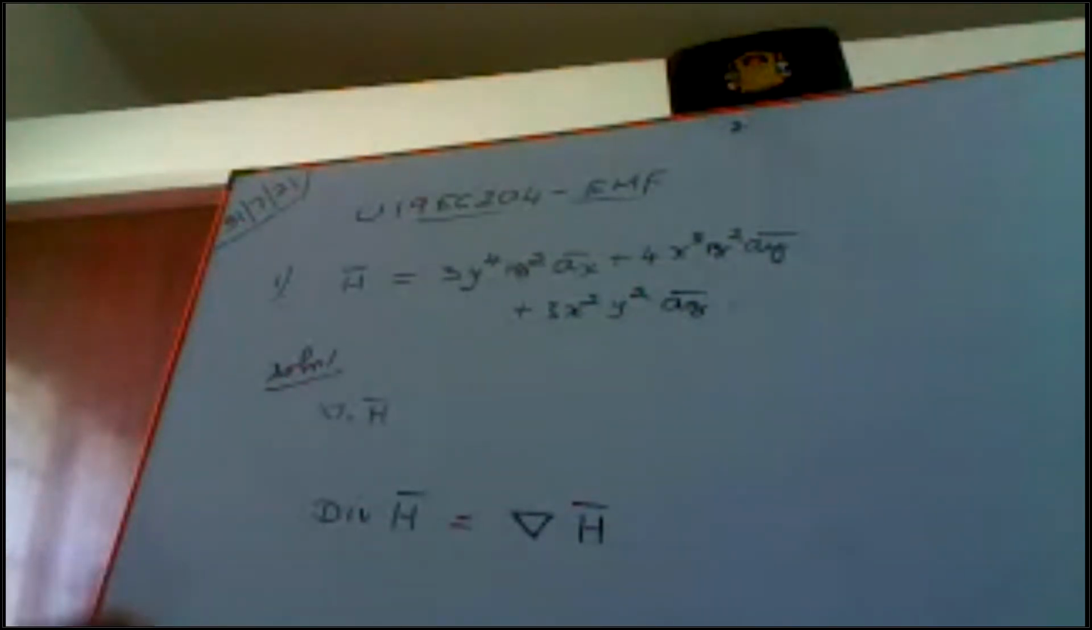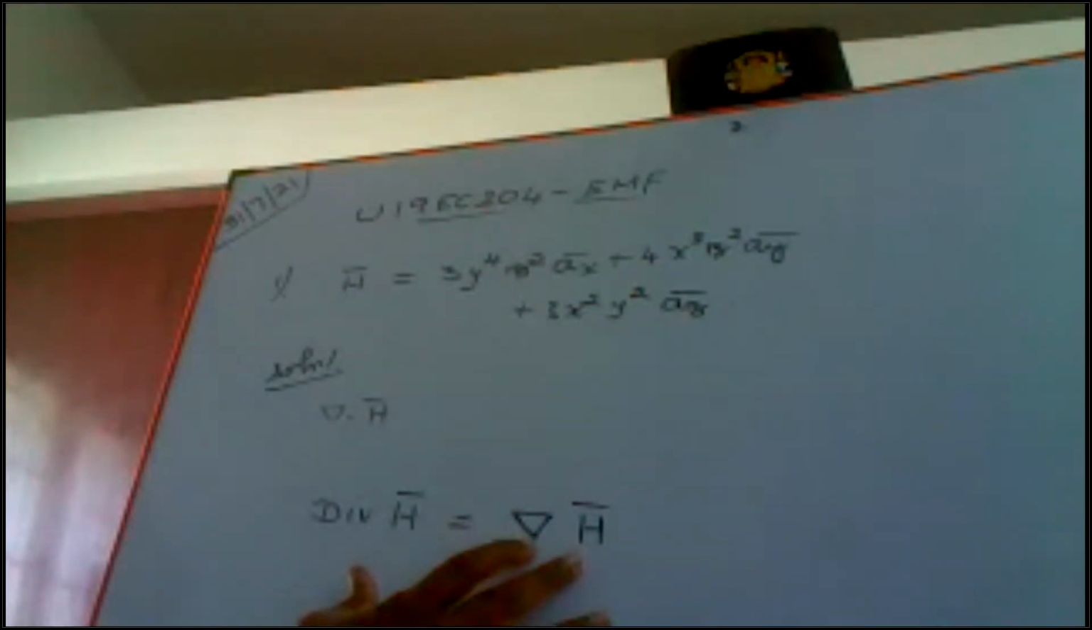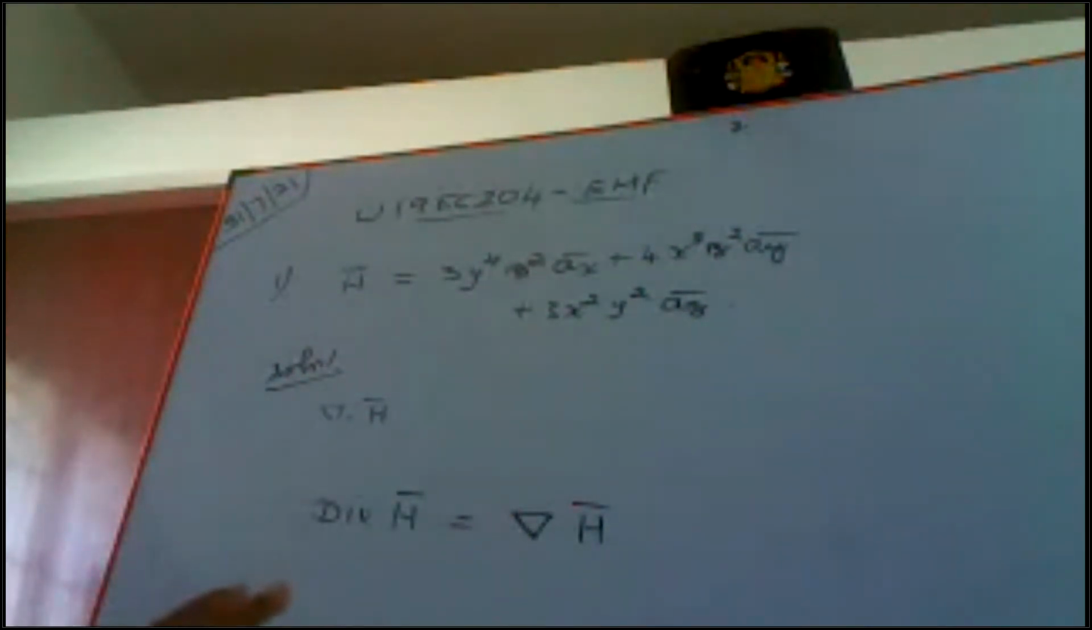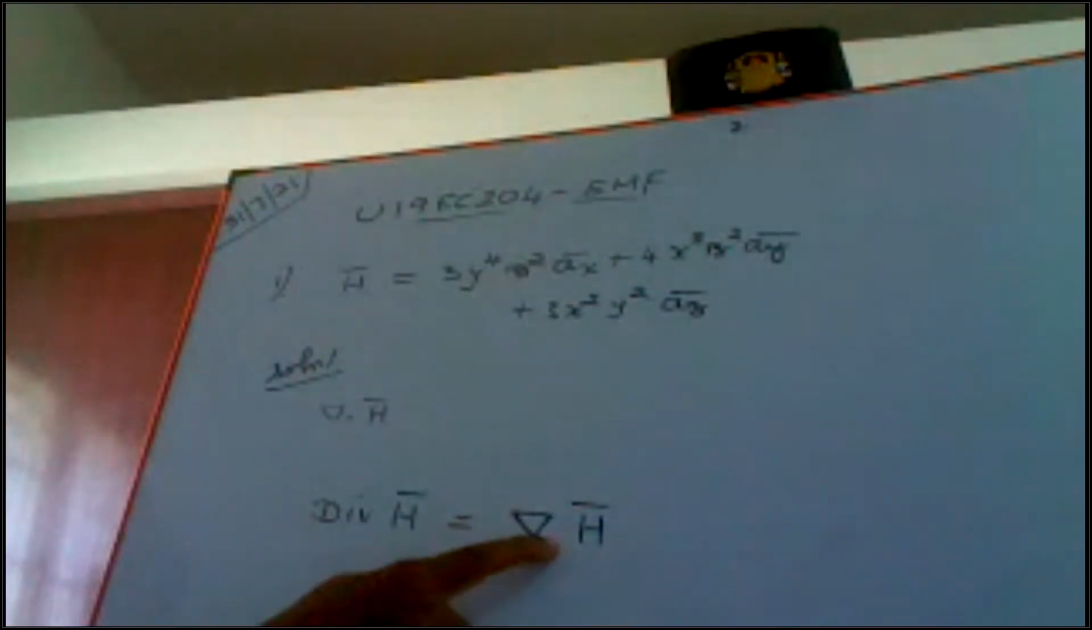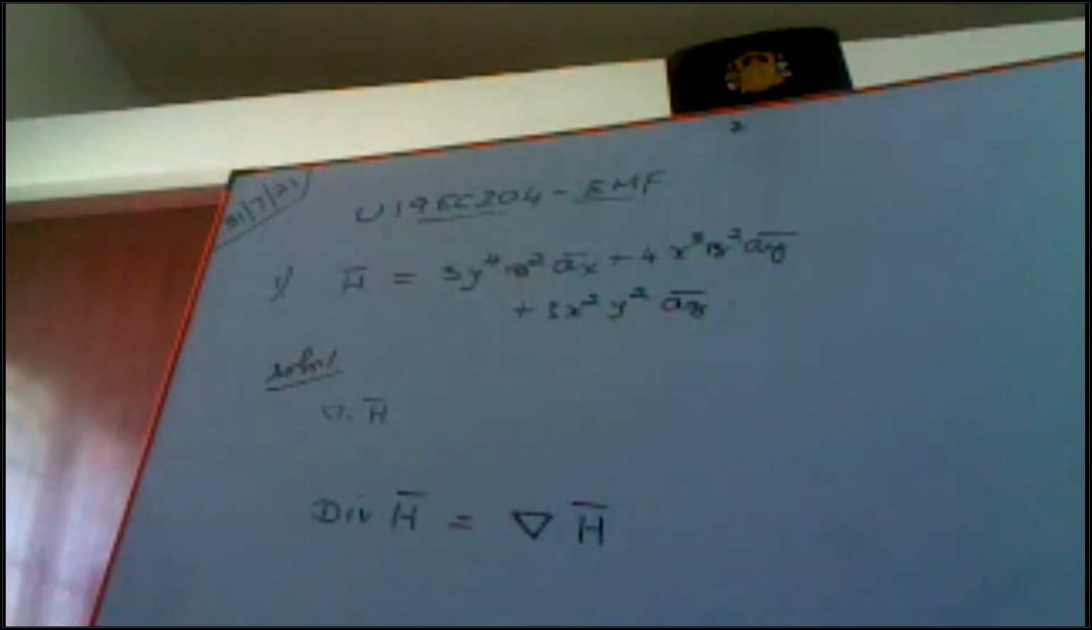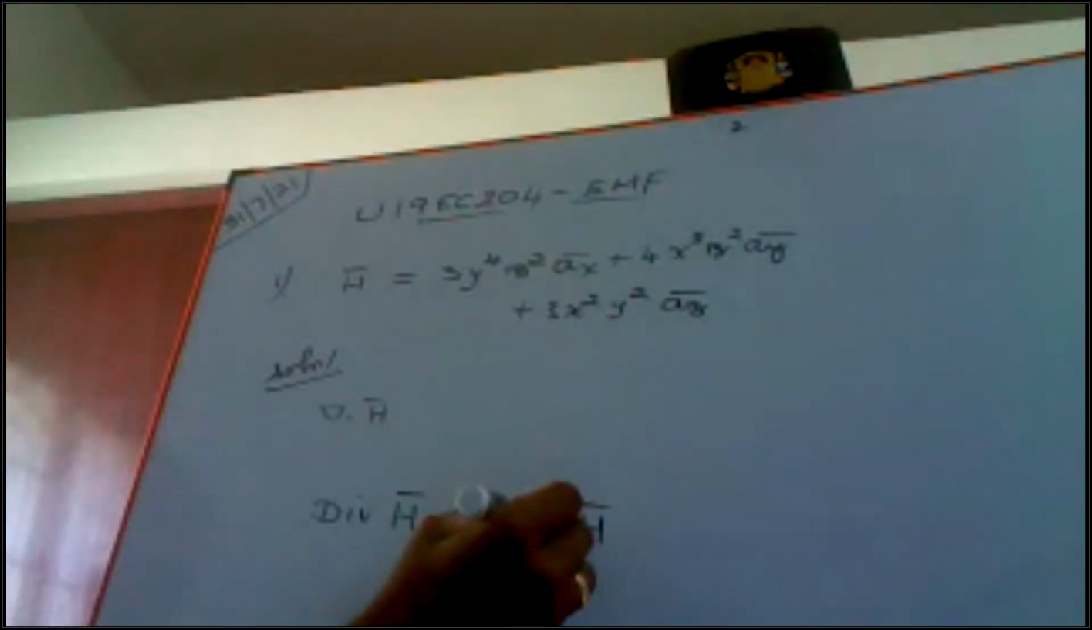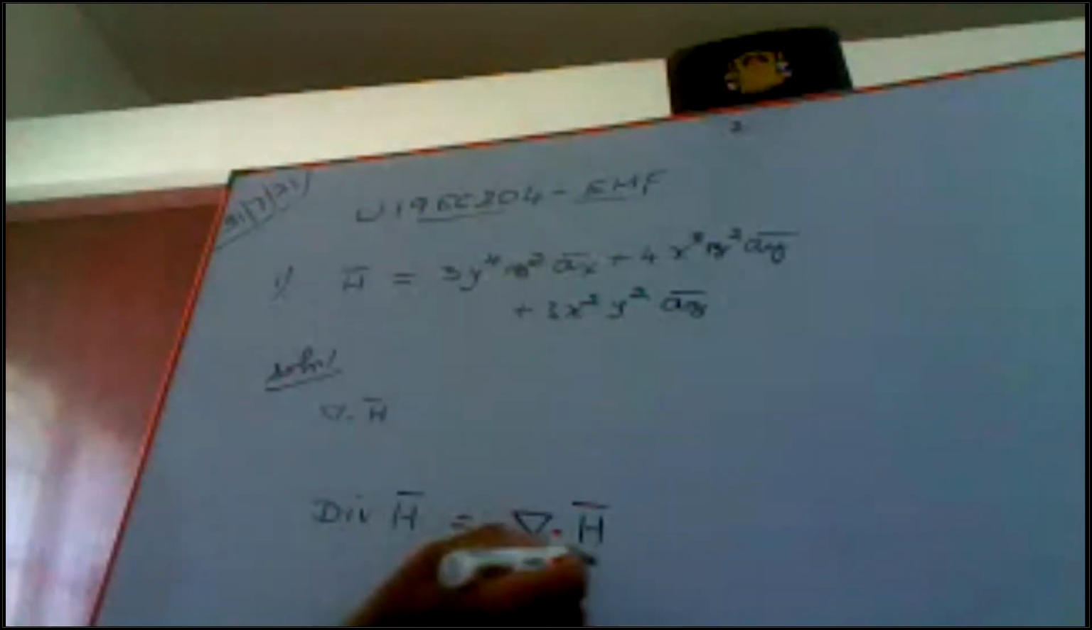As I said in EMF, leaving empty space gives you one meaning. If I put a dot, it will give you a different meaning. If I put a cross in between, it will give a different meaning. So what operator should come here? Either empty space or a cross or a dot. A dot, yes, then only it will give you divergence. Is it okay? So we are going to find this particular value for the given vector. Is it okay?